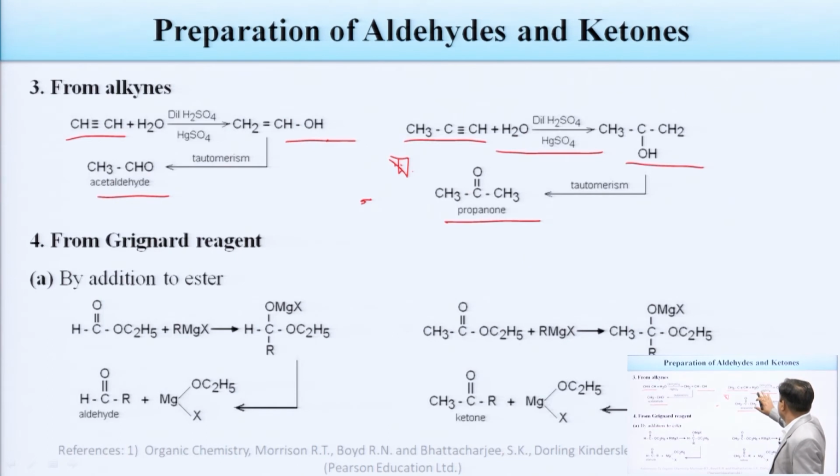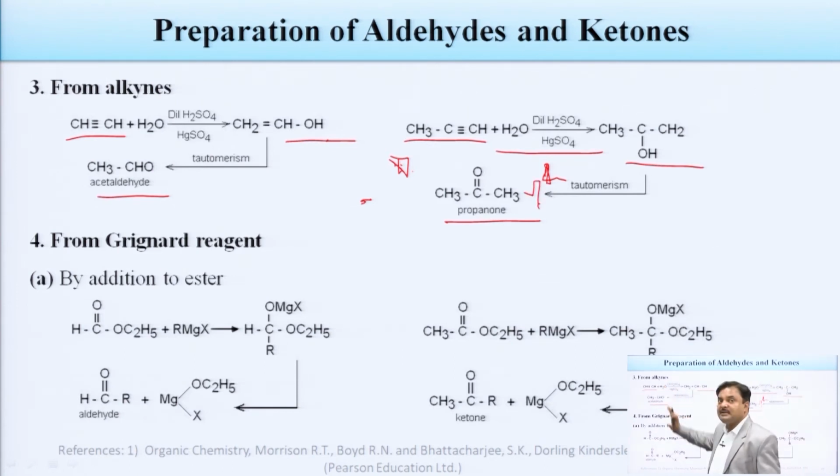It means the hydrogen will be added to the carbon which is having more number of hydrogens. So, this carbon is having one hydrogen, so the next hydrogen will get into this. So, we are getting propanone when we are using asymmetrical terminal alkynes. We are getting aldehyde when we are using simple alkynes, by the hydrolysis process in the presence of H2SO4 and HgSO4.